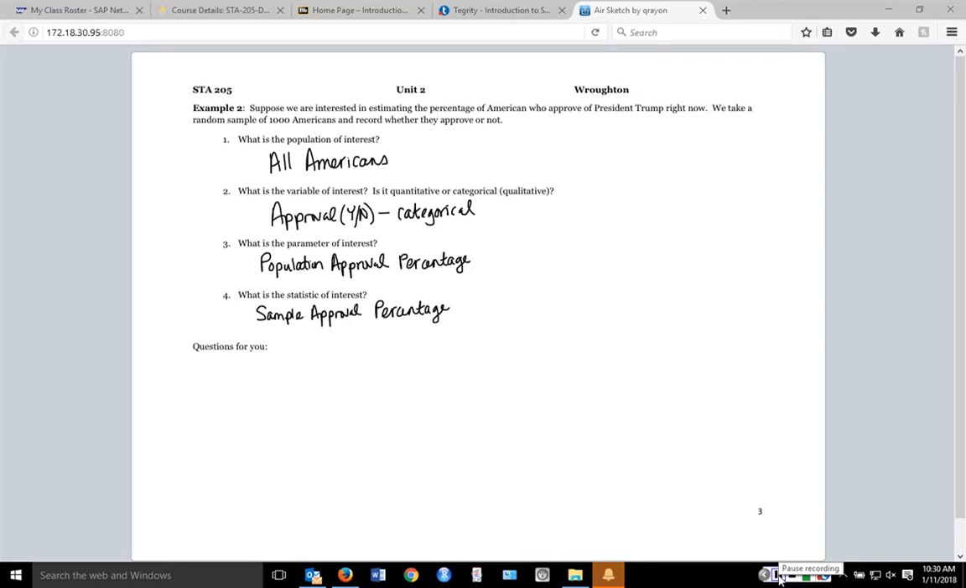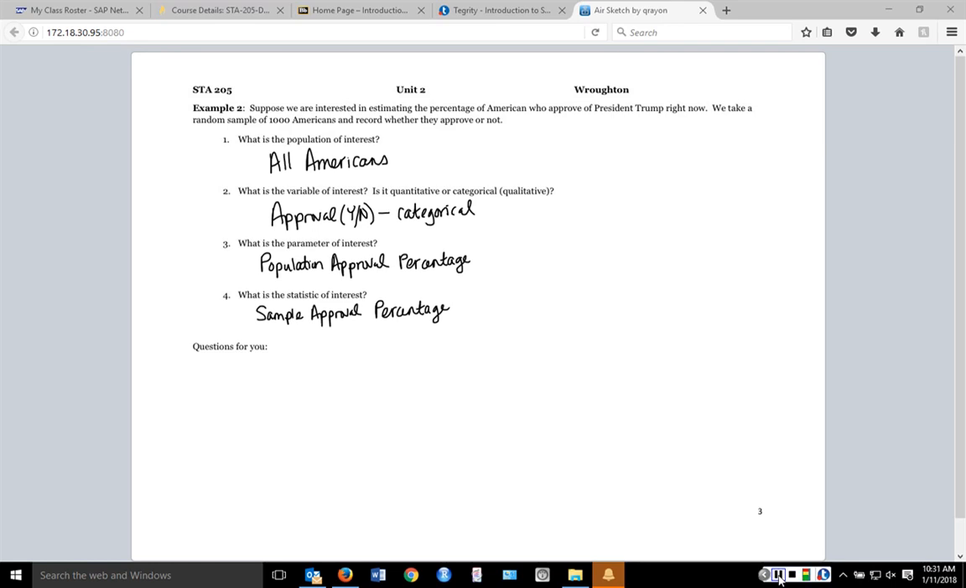Since we're looking at estimating the percentage of Americans, my population is all Americans. Compared to example 1, this is a much more vague population, right? All Americans. Technically a baby that was just born here in the United States is an American. It's also much bigger than the one we had before. So a population can be very big or very small, depending upon what our goal is and who we want to know about.